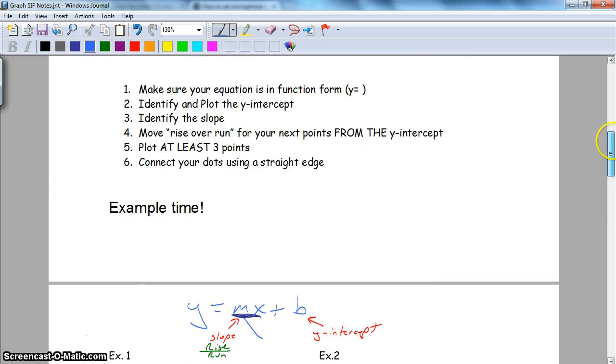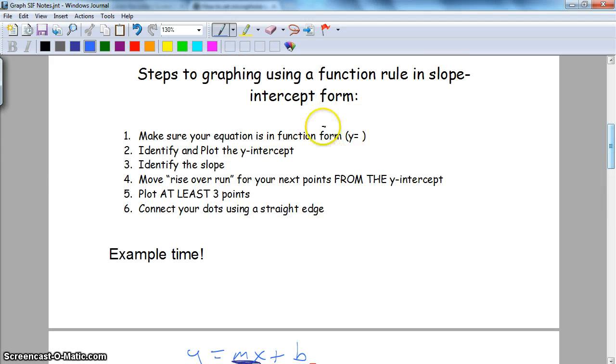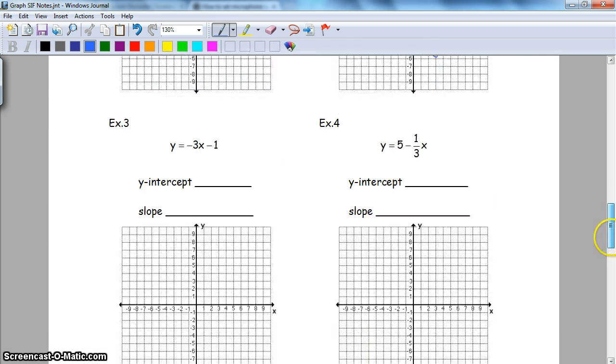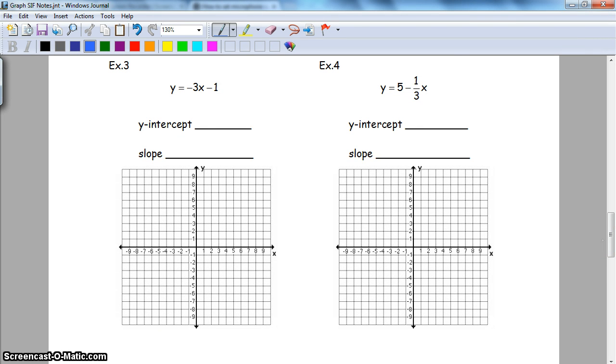All right, so back here on page 1 are the things I told you. Make sure your equation is in function form. We'll talk more about that later. Identify and plot the y-intercept. You find b and plot it. Figure out what your slope is, rise over run. Plot 3 points. So go ahead and press pause, and I want you guys to try examples 3 and 4. Go ahead.